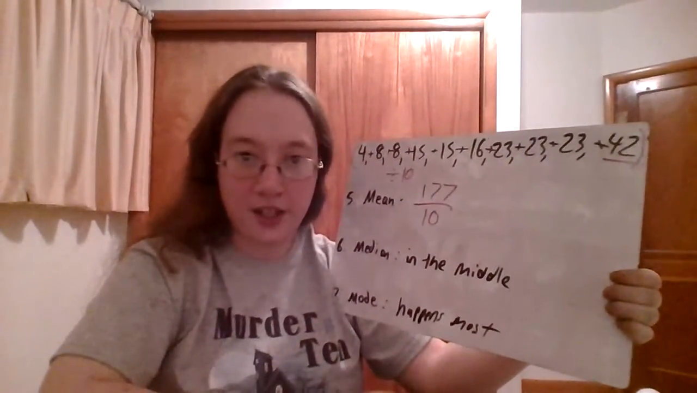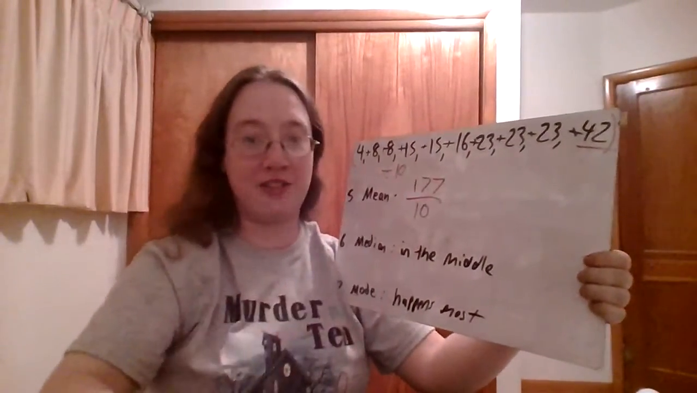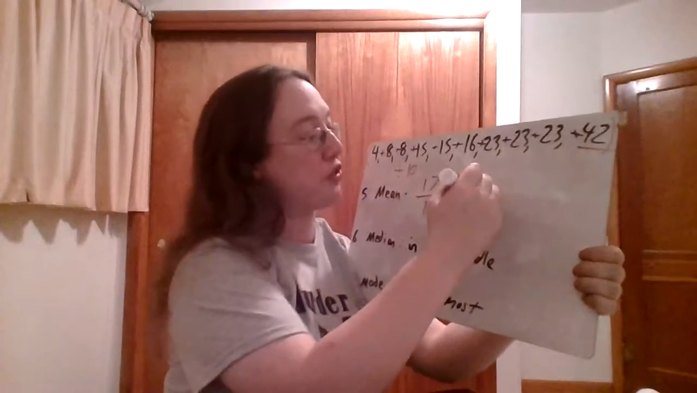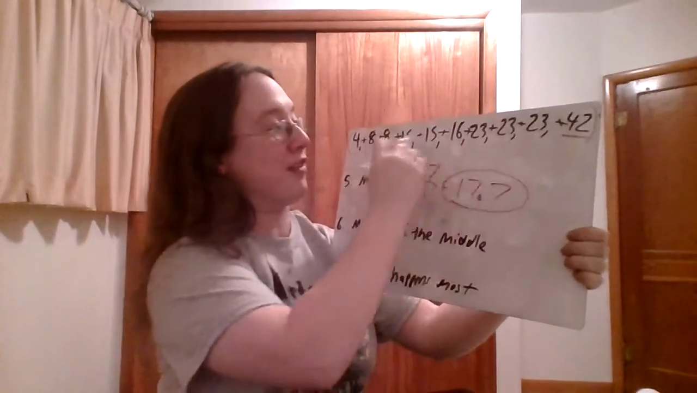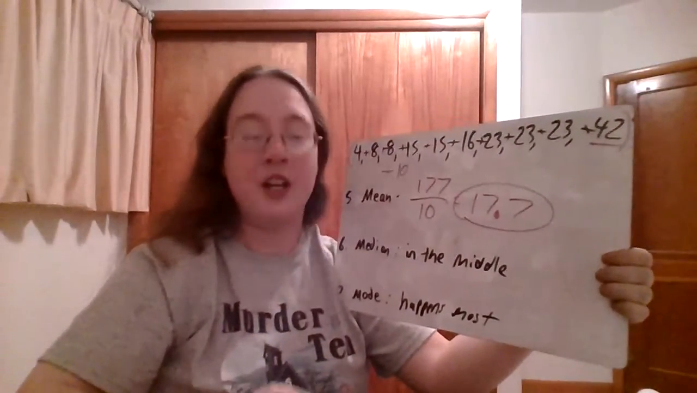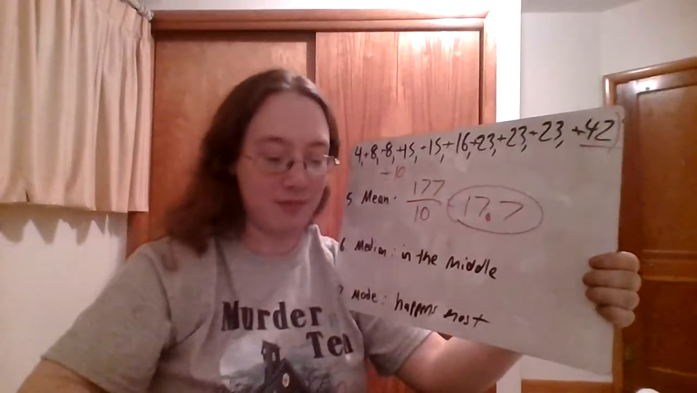That's too big. So your mean should be somewhere in the middle of your numbers. You shouldn't get something that's bigger than all of your numbers, because this gives you 17.7. Okay, that's in the right range. We got some things that are bigger, we got some things that are smaller. You shouldn't get a mean that's bigger than all of your other numbers. That shouldn't be happening.